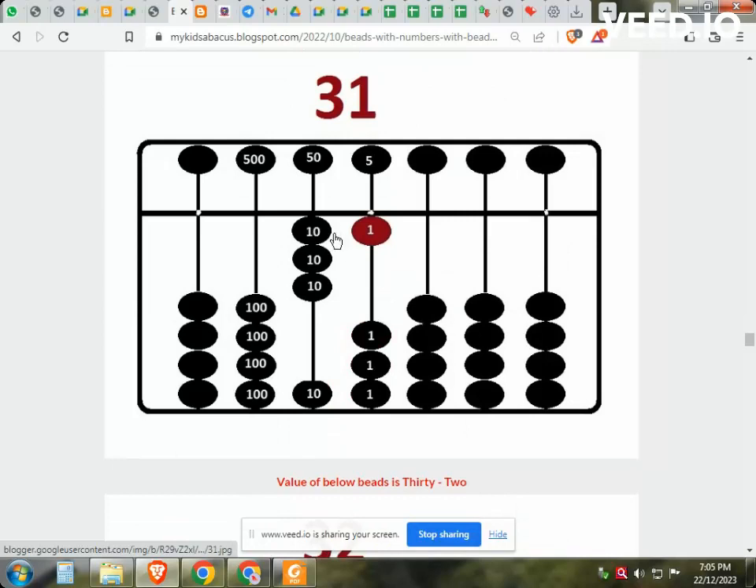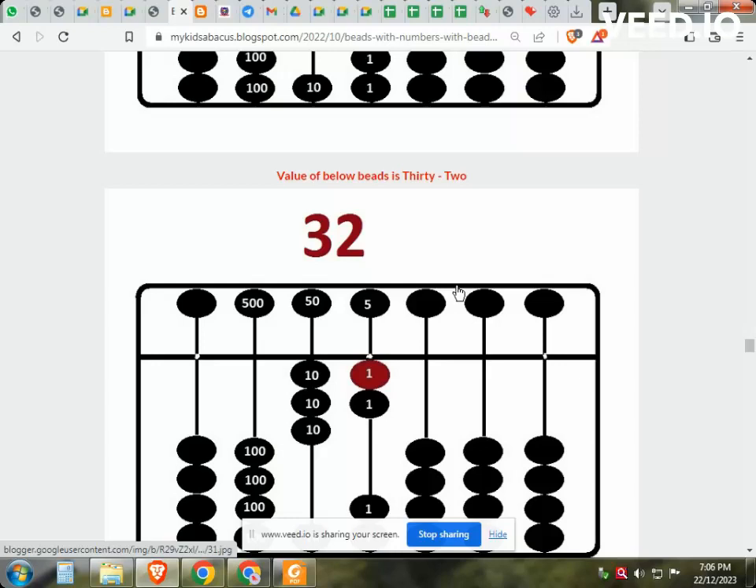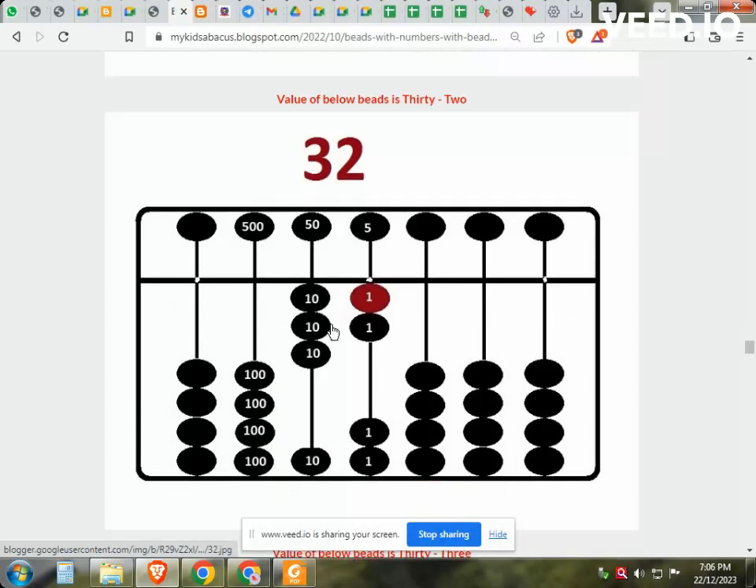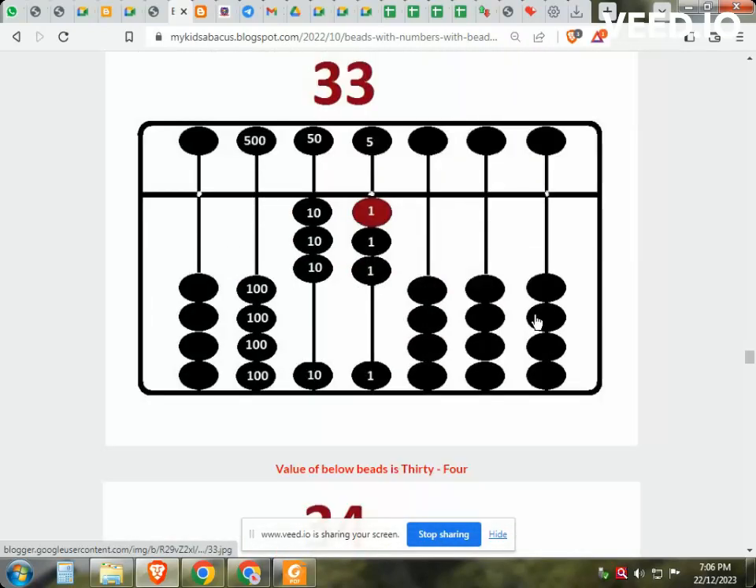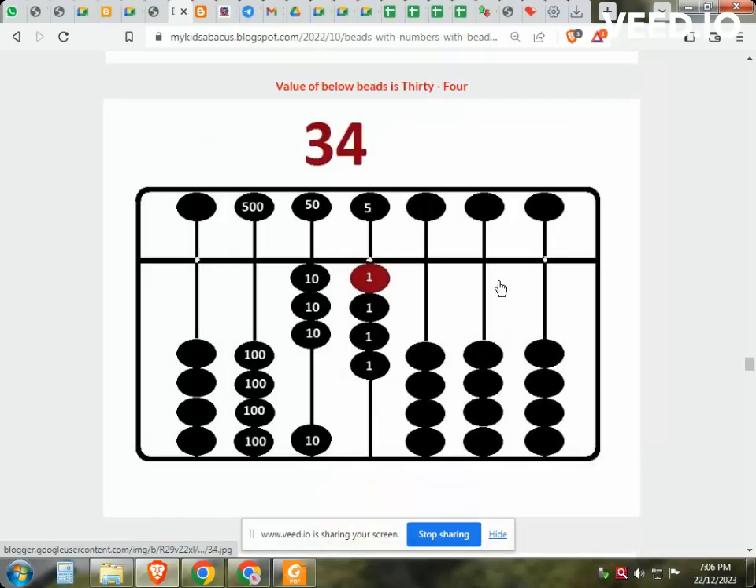We added 31 like this. 10, 10, 10, 30. 30 plus 1, 31. We added 32 like this. 10, 10, 10, 30. 30, 1, 1, 2. 30 plus 2, 32. We added 33 like this. 10, 10, 10, 30, 1, 1, 1, 3. 30 plus 3, 33.